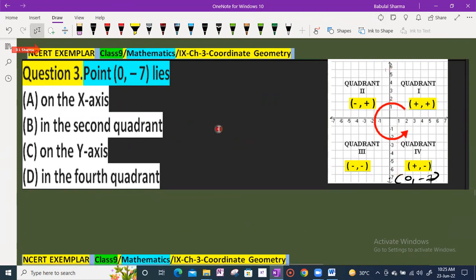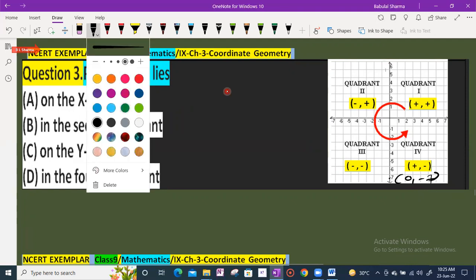You need not plot on the graph paper. केवल आपको साइन देख के बता देना है कि ये कौन से क्वाड्रेंट पे या कौन से एक्सिस पे लाई करेगा. So can I write here? The C is the correct option here.